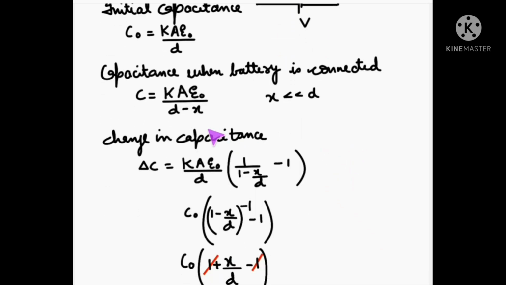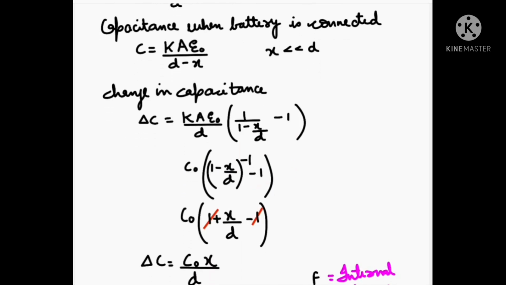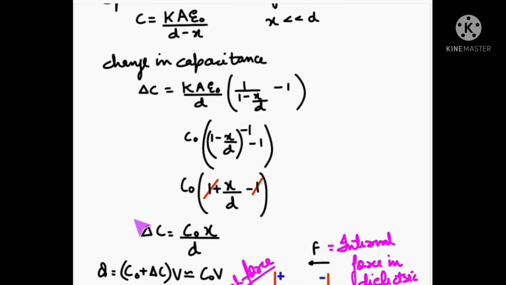So change in capacitance we can write is equal to C minus C naught, and delta C is equal to K A epsilon naught by D times 1 upon 1 minus x by D minus 1. So on taking this term in numerator and using binomial, we can get the value of delta C as C naught x by D.